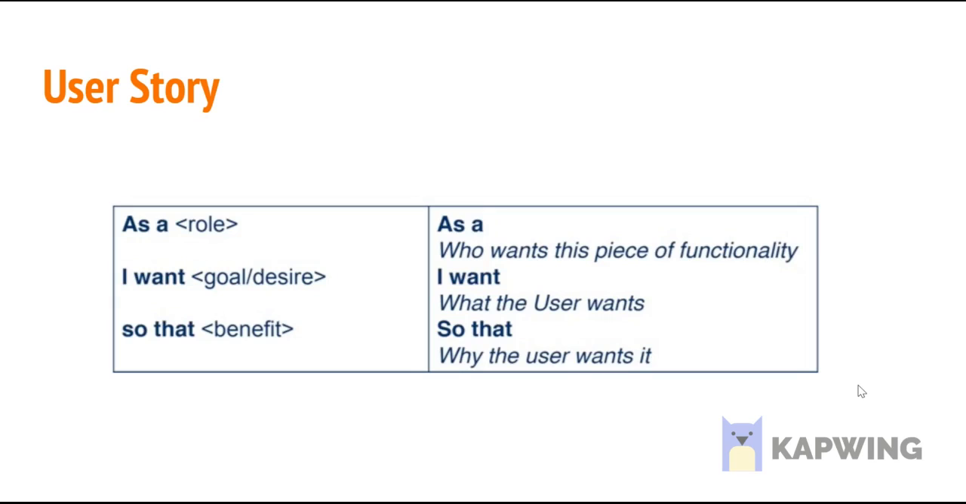In user story, we have three criteria. Well, we have as a role, the goal we desire, and what would be the benefit that we produce from that goal. So in as a, we have who wants this piece of functionality. In I want, what the user wants. So that, what would be the benefit or what would be the feature that develop after we implement this feature.